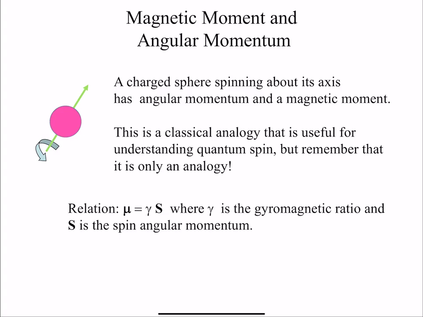So it has two properties. One is that it has angular momentum. The second property is that it has its own magnetic moment, because it has a little current. If you have a charged sphere, it's a current going around and around. So it has angular momentum and magnetic moment, and those are the two properties that we need to look into.